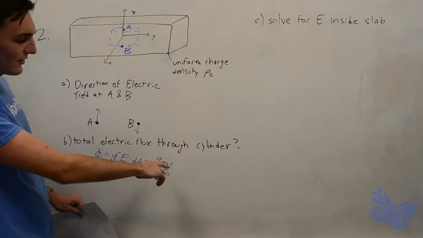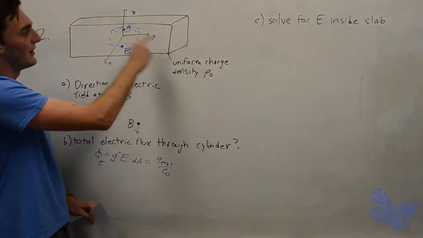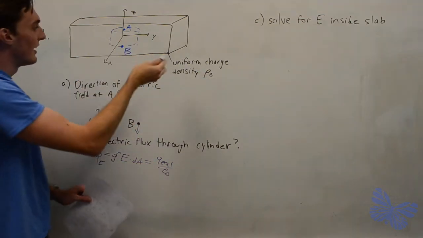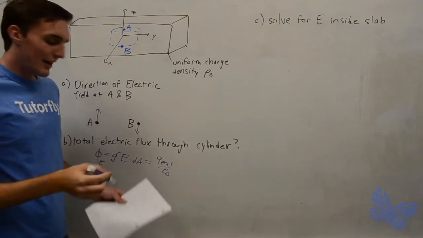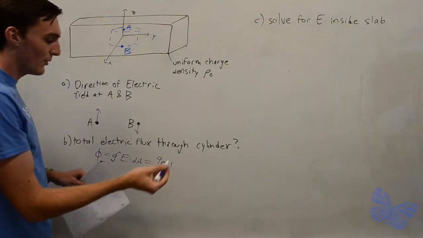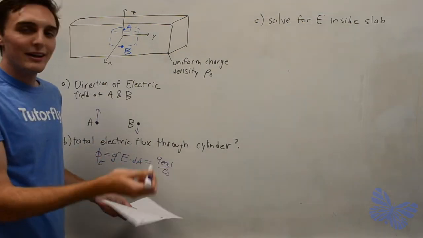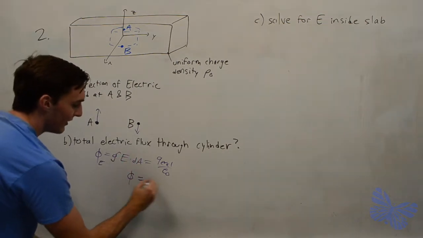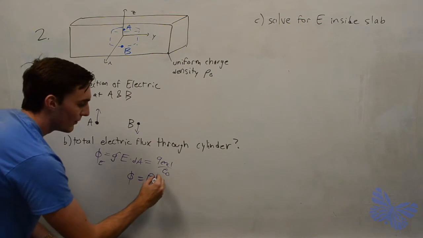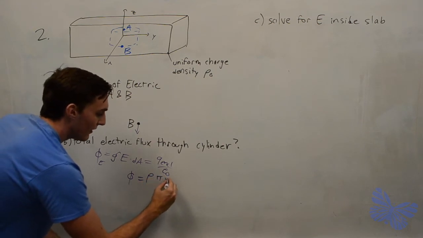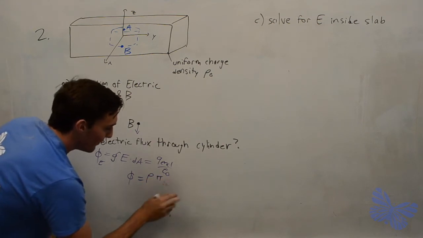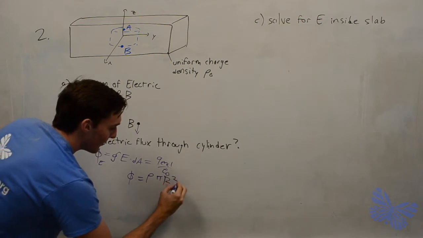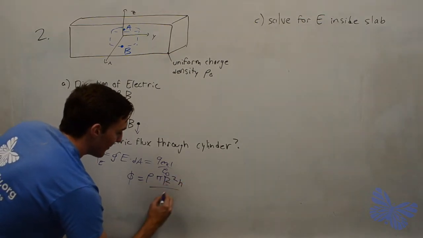The charge enclosed is just rho naught times the volume of the cylinder, given that the radius is R and the height is h. The volume is going to be pi R squared times h. So you can just say the flux is equal to rho naught pi R, should be big R, squared h over epsilon naught.